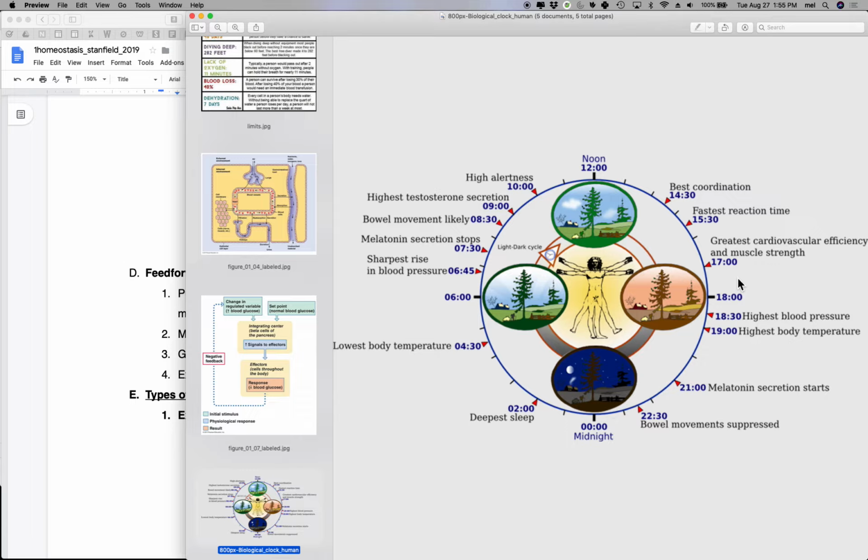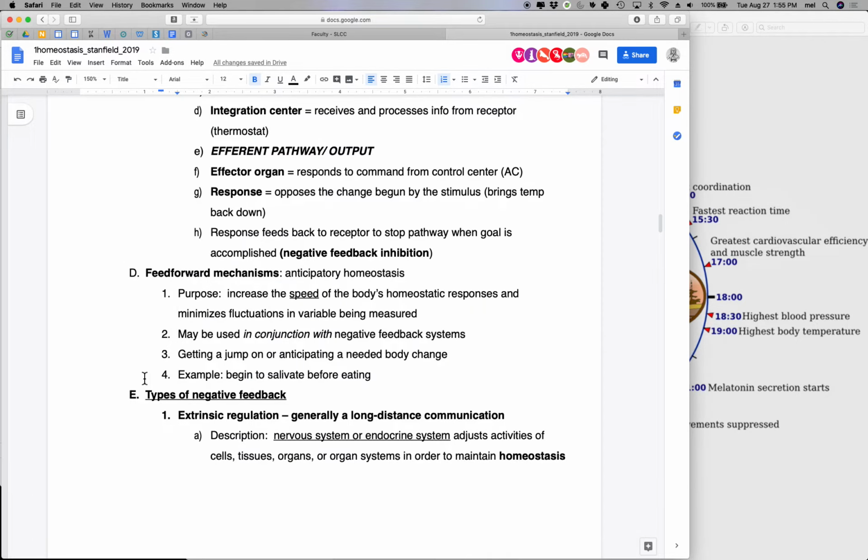It's just me. So this is called anticipatory homeostasis, or a feed-forward mechanism. And what it's really doing, guys, is it's increasing the speed of your homeostatic responses based on prior patterns, right? It's predictive, right? And so it's really used in conjunction with negative feedback systems.